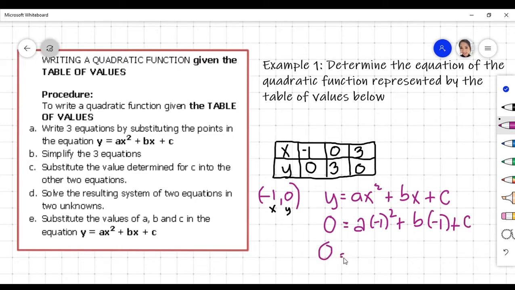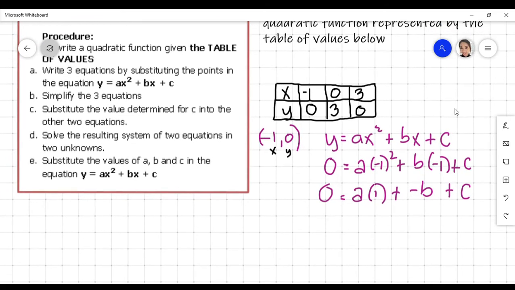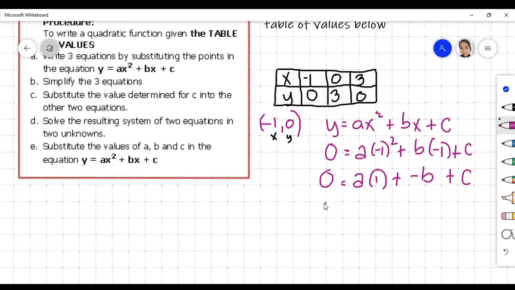So 0 equals a, negative 1 squared, that is positive 1, plus b times negative 1, that is negative b, plus c. So simplifying that one, we have 0 equals a, since a times 1 is a, plus negative b plus c. So this is our first equation: a minus b plus c equals 0.